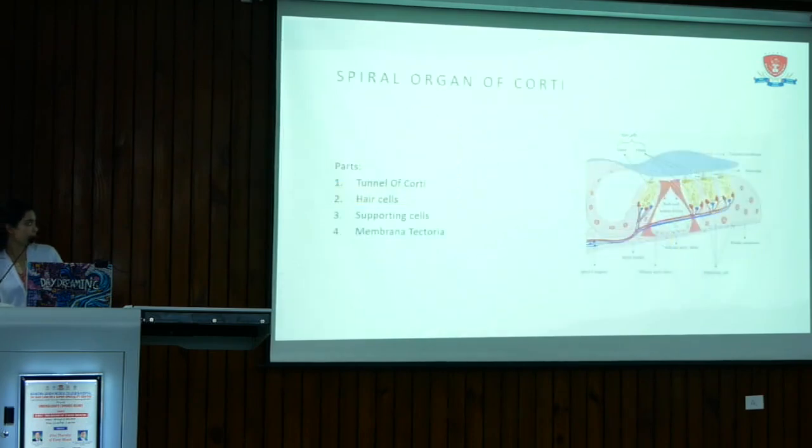hearing. The spiral organ of Corti possesses the following parts: The tunnel of Corti, which is composed of the outer and inner rod cells and is filled with a fluid called the cortilymph. The hair cells, which are of two types, the inner and the outer hair cells. The supporting cells, the Deiters' and the Hensen's cells. And lastly, the membrana tectoria.